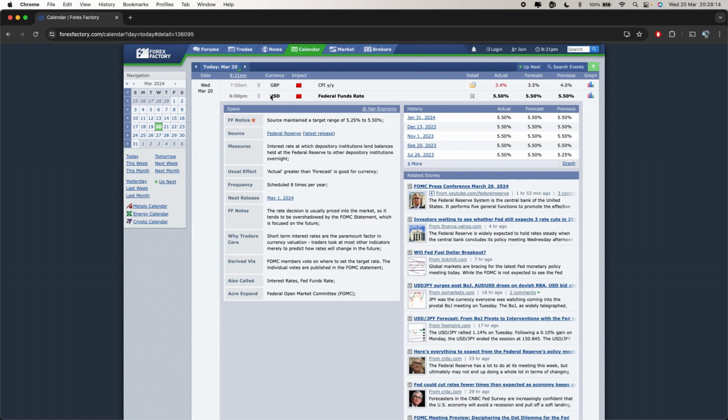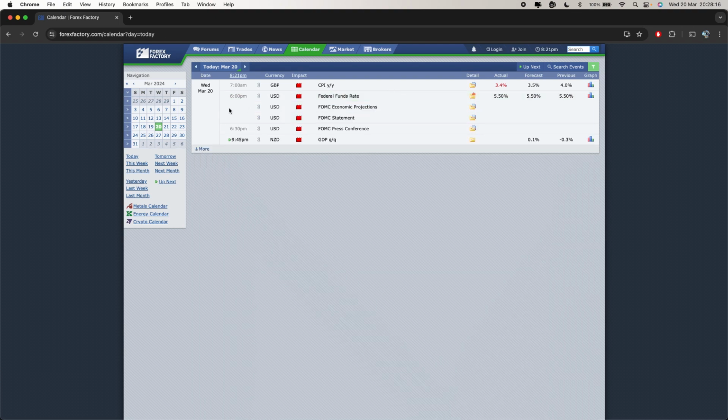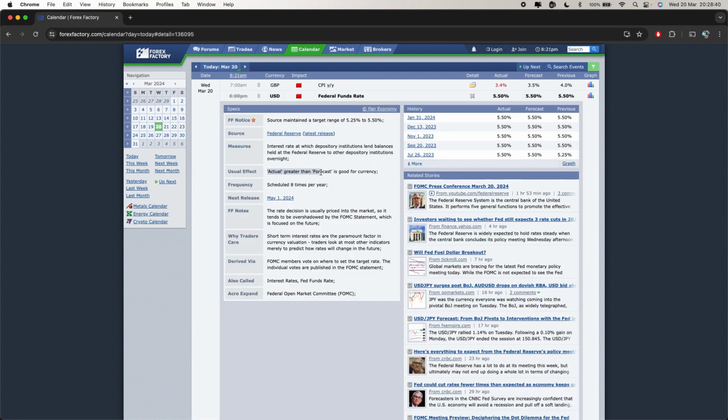So when you have news coming out like this, it literally states here the currencies for today. So when you see something like this and it says USD, whatever pair you're trading, whether the USD is a primary pair or a secondary pair, it doesn't make a difference. But to understand which direction that pair is going to go, whether it's a buy or sell, depending on if it's a primary pair or secondary pair, that is what matters most in this case. So in this instance, for the news that just came out today, the usual effect, as it states, is actual greater than forecast is good for the currency.